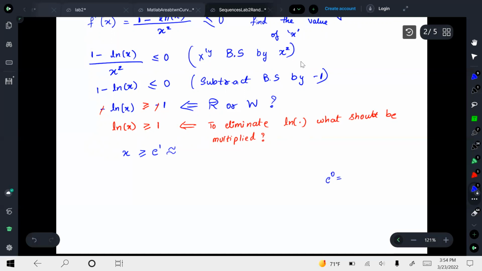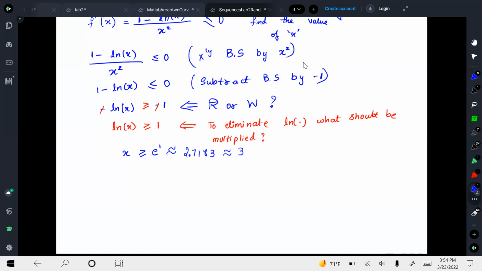E to the power of 0 is 1, right? But e to the power of 1 is not 0. Yes, 2.7. So it is 2.7183, right? And this is definitely very close to 3. Agree? Because it is 2.7, so it has to be close to 3.